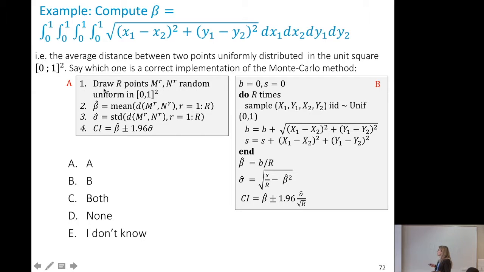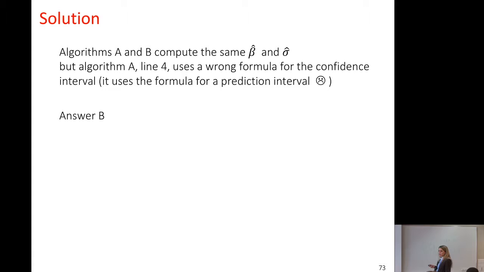A draws R points in the unit square, MR and NR. So each time it draws a pair of points, and then takes the distance of these points of each sample, and then computes the mean of these distances, and then takes also the standard deviation of all these distances, and then computes a confidence interval. But this confidence interval here is not the correct formula of the confidence interval. It's actually the prediction interval.